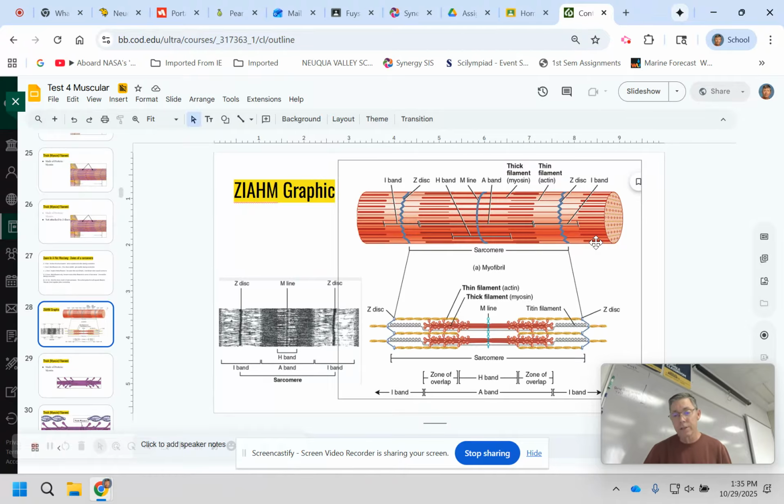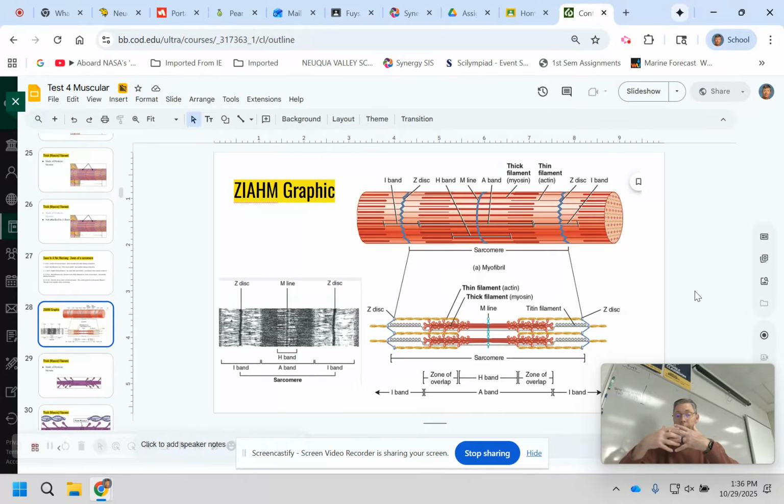So one good exercise for this is what would it look like under a microscope, and this is actually what that corresponds to. So be sure that you understand what each of these ZIAHM things represent, and you can find it all in this graphic. But also, you should be able to think through what's going to happen to each of these zones and regions when the muscle contracts.